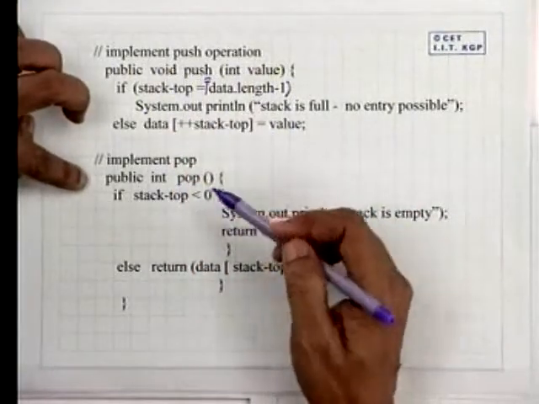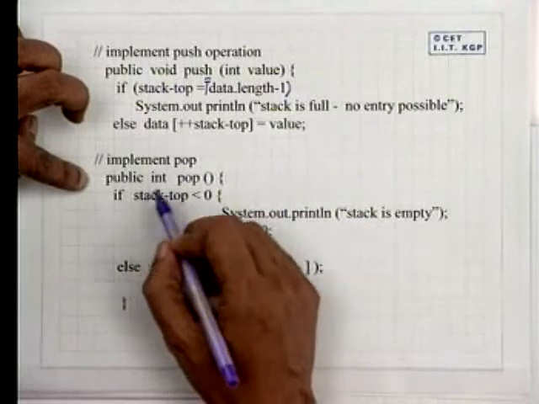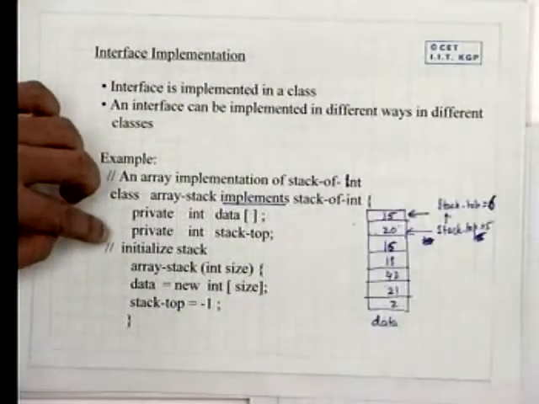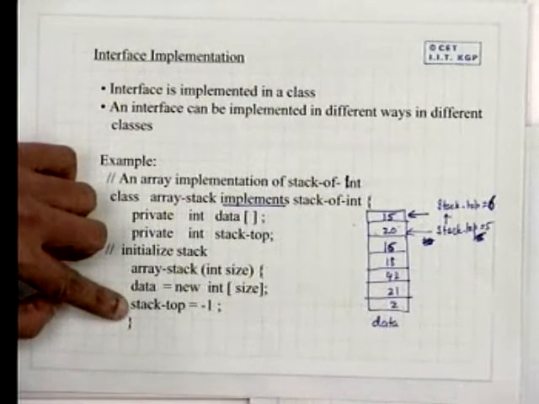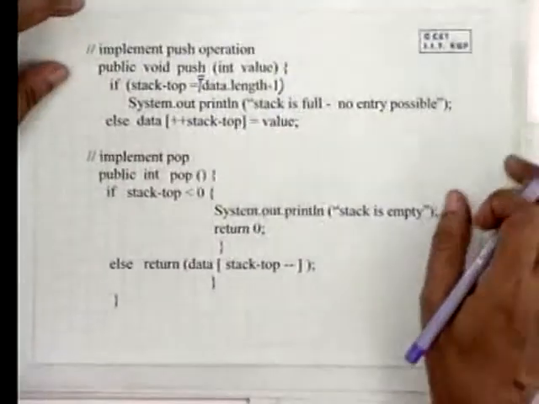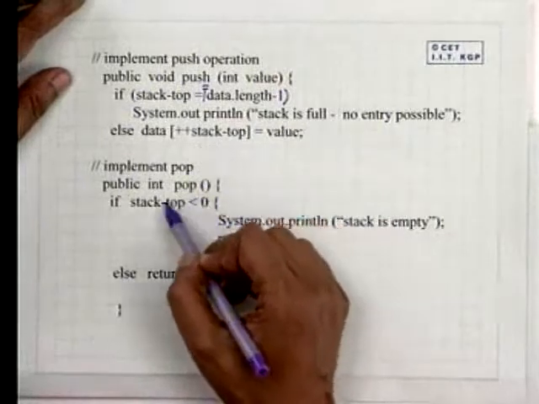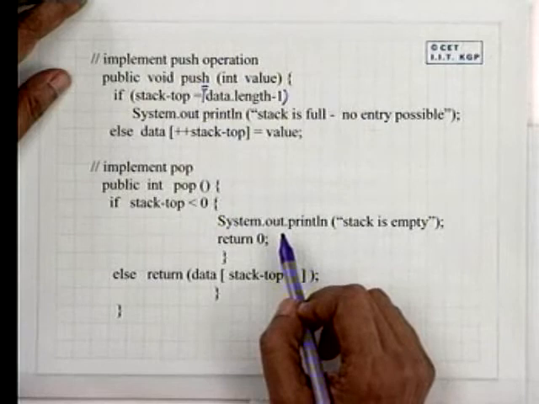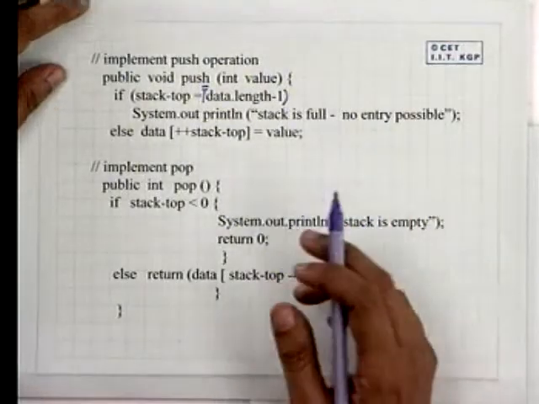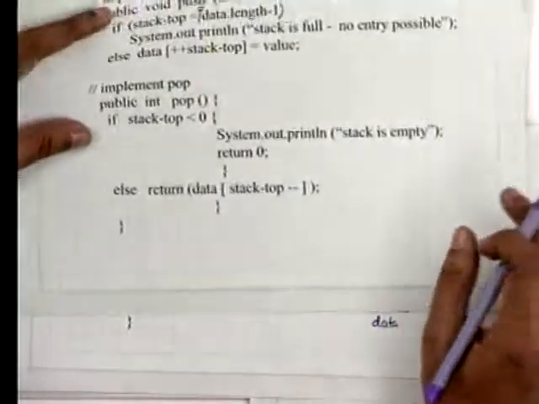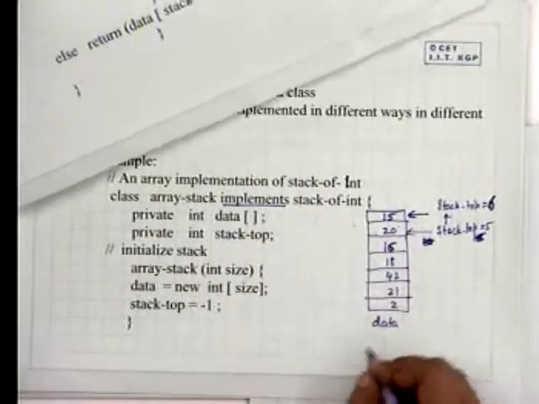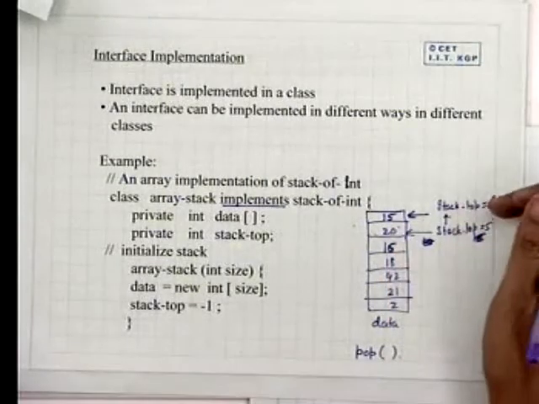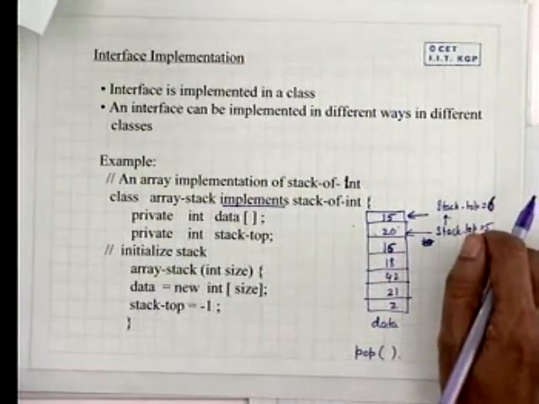Similarly, if we do the pop, now if stack top is less than 0 (if you remember in our declarations we said that stack top equal to -1 means empty), so if stack top is negative, then print stack is empty and return 0. There's no more pop, nothing can be taken out. Else, first return the top value. For example, if I perform pop now, I will get back the value 15, and stack top will now have the value 5.